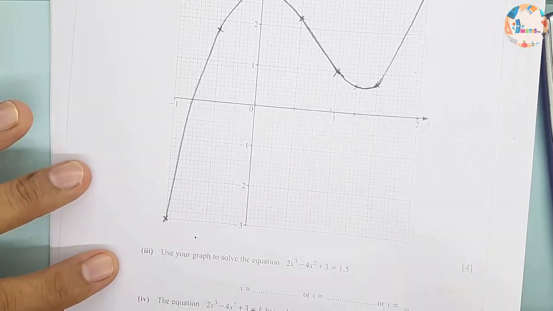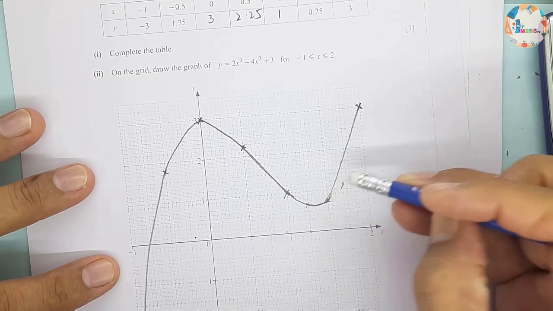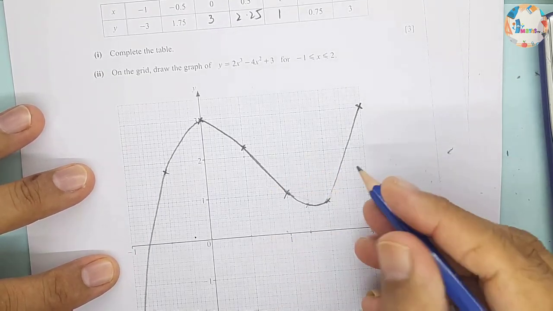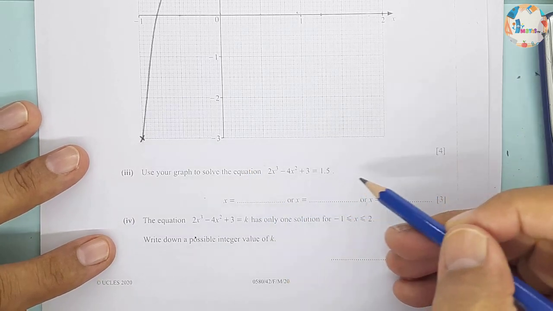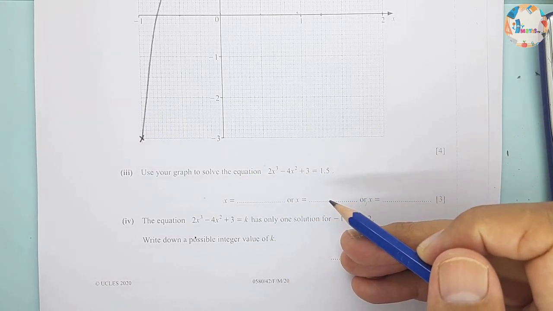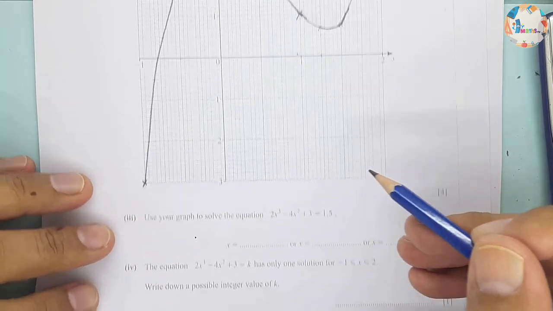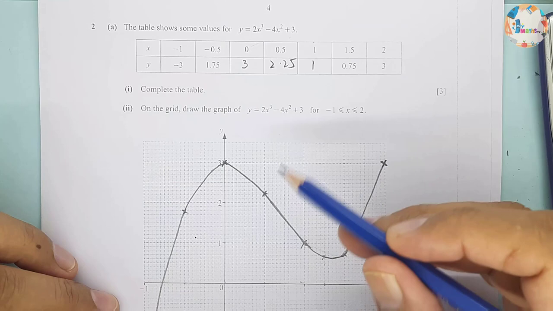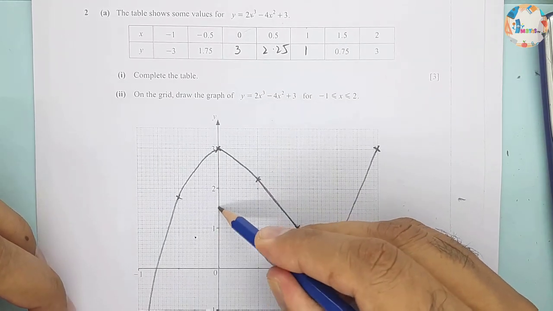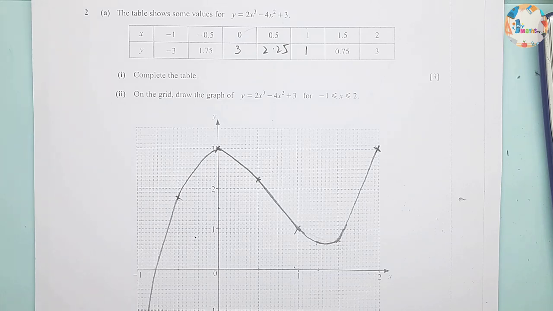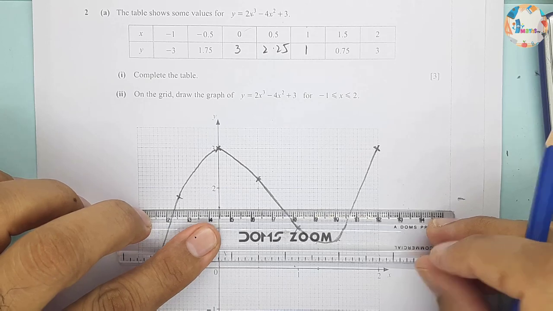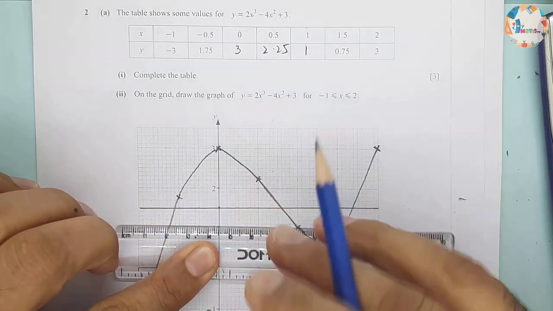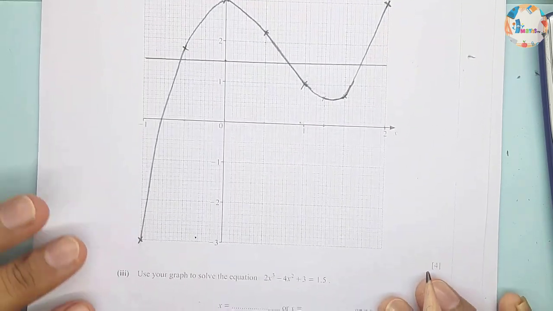Now after finishing this, use your graph to solve this is equal to 1.5. So 2x cubed minus 4x squared plus 3, which is this equation, is equal to 1.5. So 1.5 is this point. We have to draw this line, and y is equal to 1.5 will be this line. If we accurately draw, it will be having three x values.